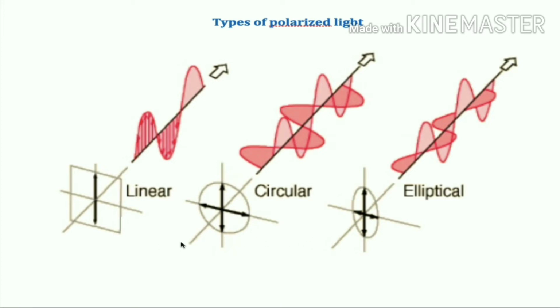In elliptical, there is similarity with circularly polarized light, but the amplitude will be different. Here you can see the amplitude along this axis is more compared to this one, whereas in circular, the amplitude of both is the same. So these are the types of polarized light, and there is one more, that is unpolarized light. This linear light is plane polarized light, also called linearly polarized light.